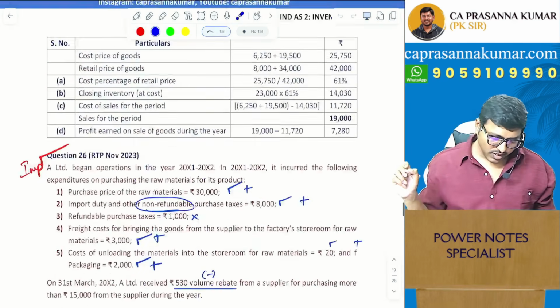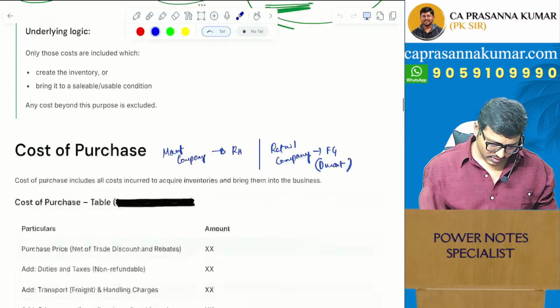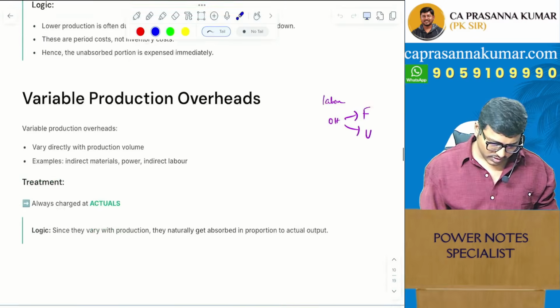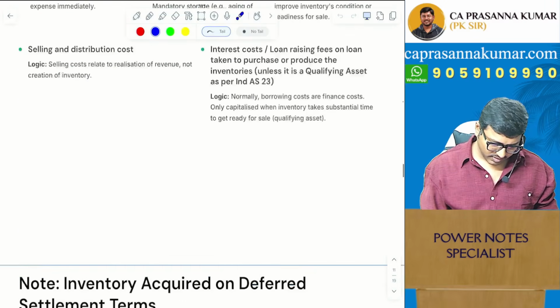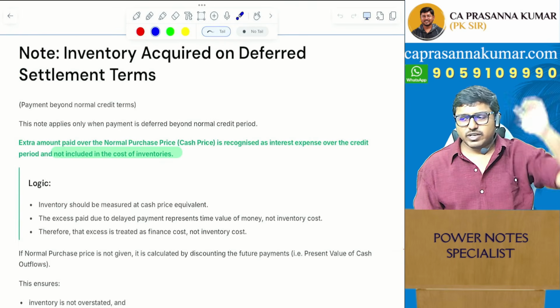Are we done with this? Right. Fantastic. Let's move on. Okay, this problem is also done. Next, there are some special note points. Fatafat, we'll see this.